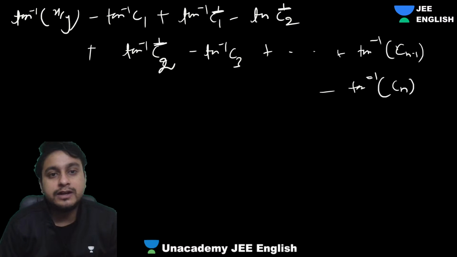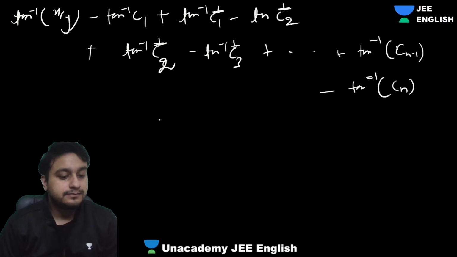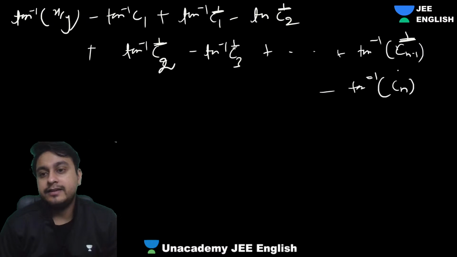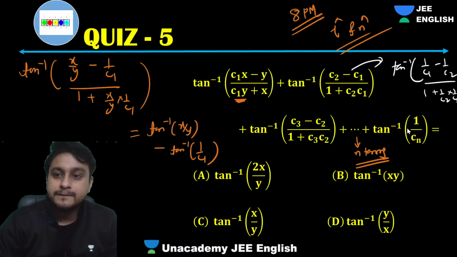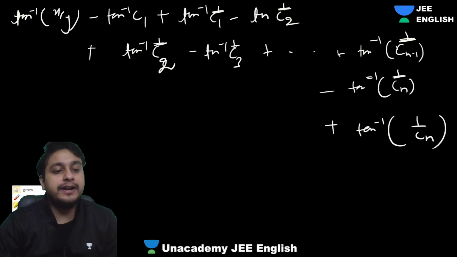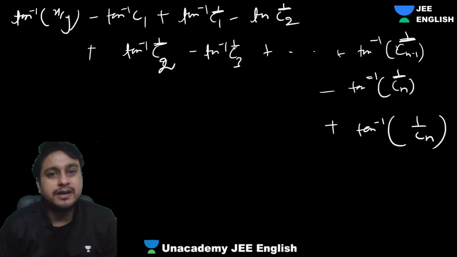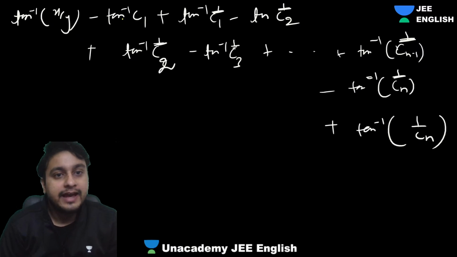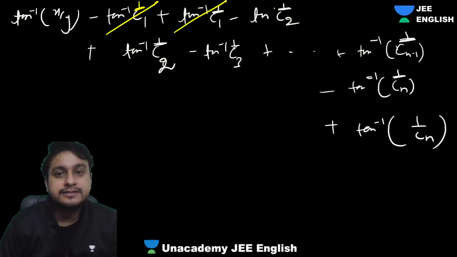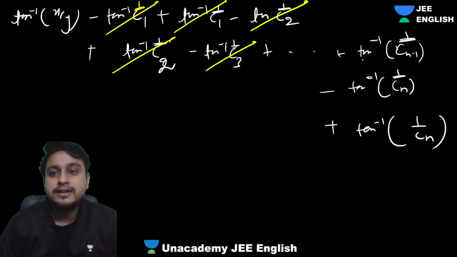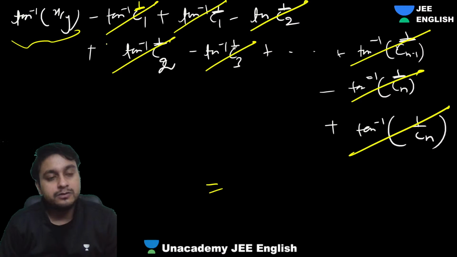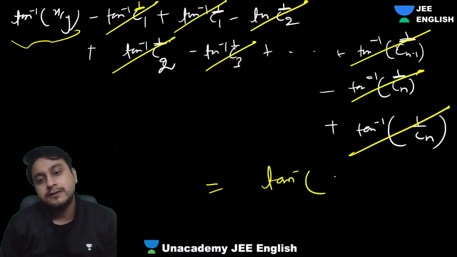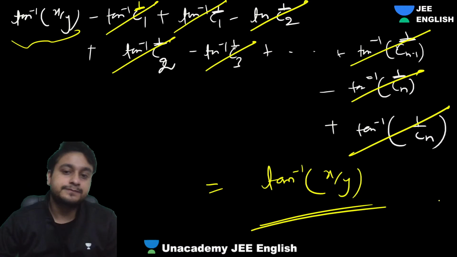Here also 1 by, here also 1 by, and here also 1 by. That's the reason why finally it will be tan inverse 1 by cn plus, right? Many of you might be confused: sir, it is coming as plus, how will it cancel? It is 1 by, actually. That's the reason this will cancel with this, this will cancel with this, this is also getting cancelled, and we'll only be left with this part. That is it. We will be getting tan inverse x upon y. Got it?